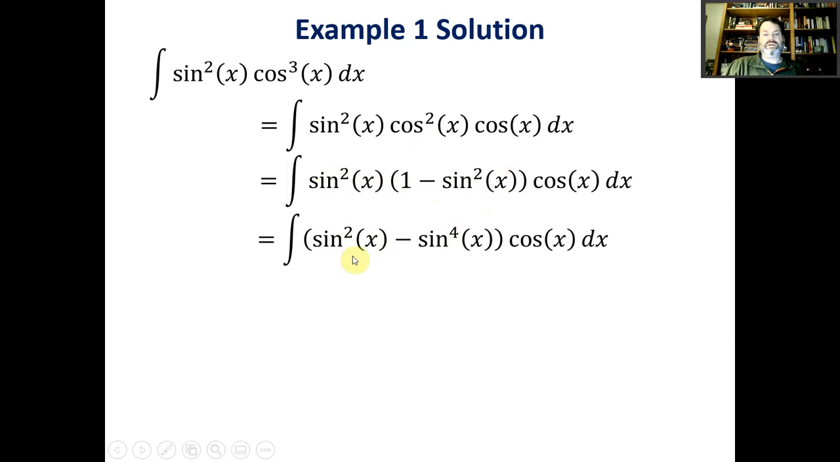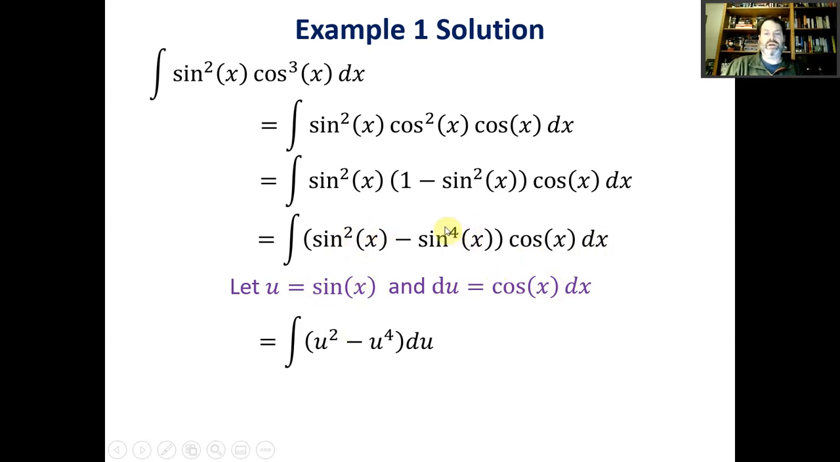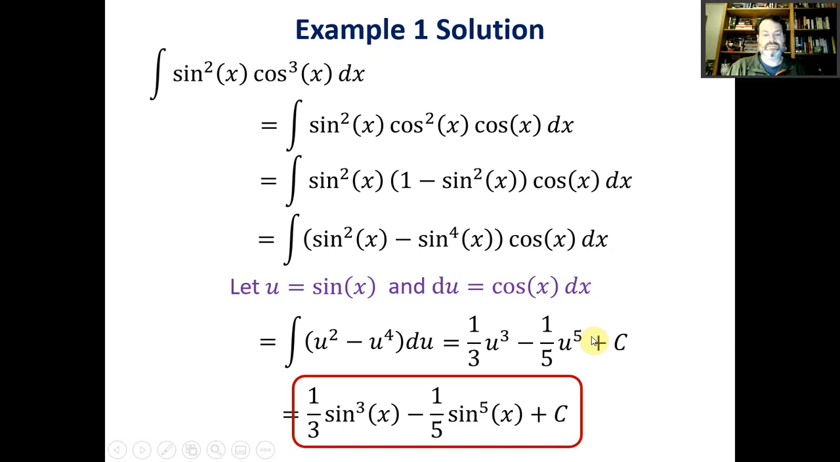Now it's a u substitution. We just make u equal to sine. du is just cosine, right, with a dx. So this is a pretty straightforward substitution. This just becomes u squared. This is u to the fourth. This whole thing is du. Do the integral. It's real easy. And then plug sine back in.